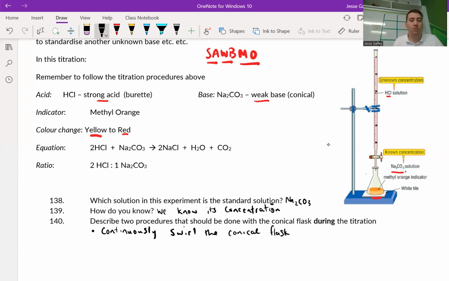That's one procedure. What else should we do? If you didn't get a chance to do this, pause the video and write down an answer. What we should do is wash down the sides. During the titration, we stop every maybe 5 to 10 centimeters cubed and wash down the side of the flask with deionized water. Hopefully those questions weren't too challenging. They're just procedural, factual stuff that we should know.